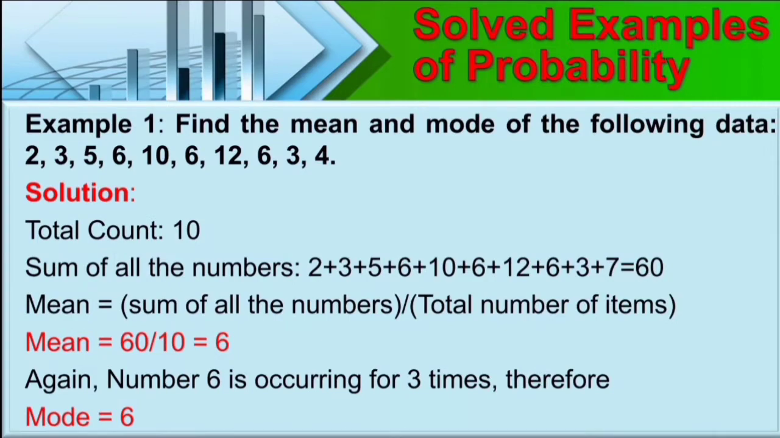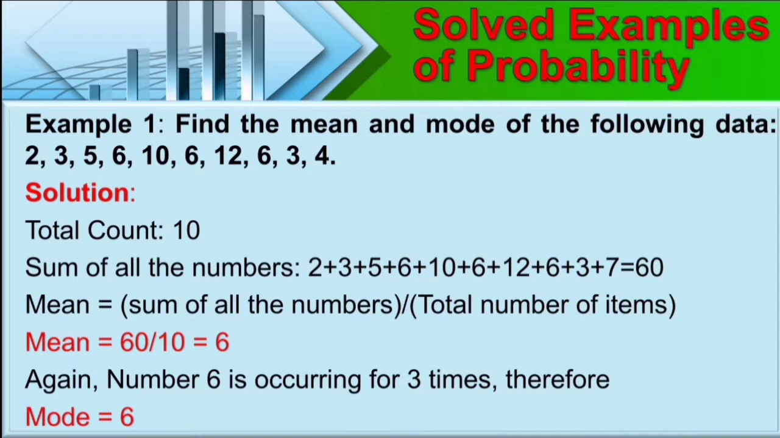Solve examples of probability. Example 1. Find the mean and mode of the following data: 2, 3, 5, 6, 10, 6, 12, 6, 3, 4. Solution. The total count is 10. Sum of all the numbers is equal to 60. Mean is equal to sum of all the numbers divided by total number of items. So mean of this equation is equal to 6.